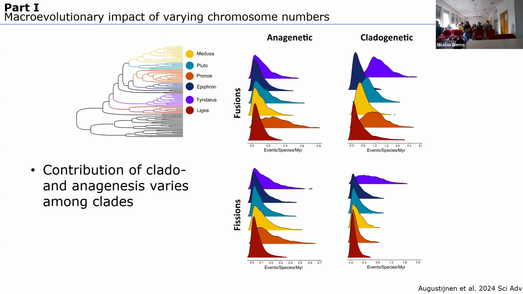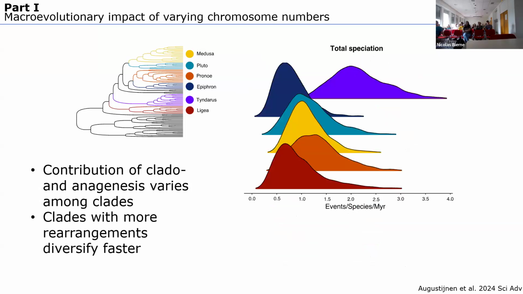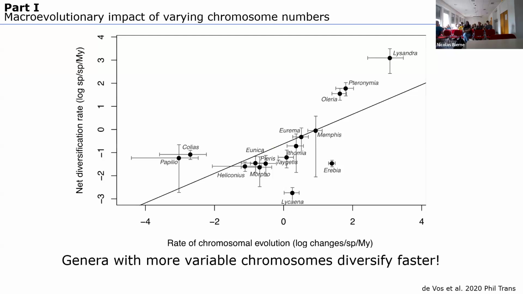Nevertheless, just looking at the overall rate of speciation, we can see that the rate of speciation is actually highest in the clades that have the most rearrangements, suggesting that rearrangements drive diversification in this group. And this is something that we already showed before with just less data, but for more genera. So we have here the rate of chromosomal evolution against the rate of diversification. And what we show is that genera with more variable chromosomes diversify actually faster.